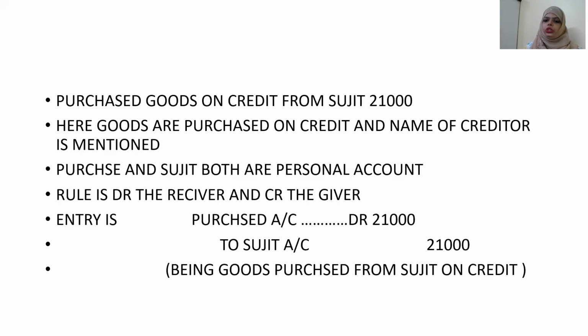Why is Sujit mentioned? Because firstly, the goods are taken on the basis of credit, and secondly, the name of the creditor is mentioned in the question itself. So we mentioned the name of Sujit. But in the previous transaction, we did not mention the name of Amar because the goods were purchased on cash, not on credit. Here the goods are purchased on credit. So both purchase and Sujit are personal accounts. According to the rule, debit the receiver and credit the giver.